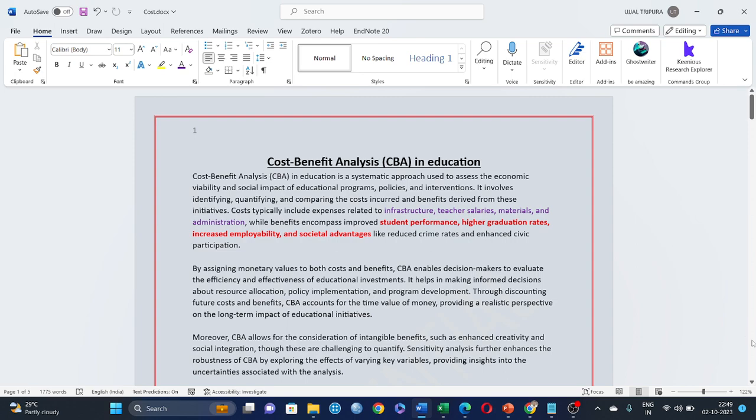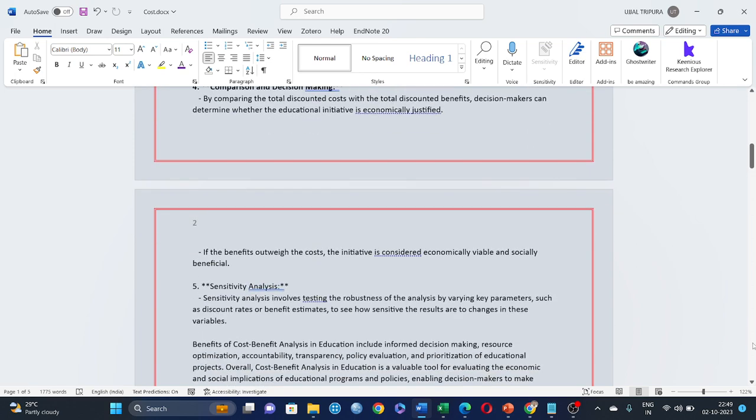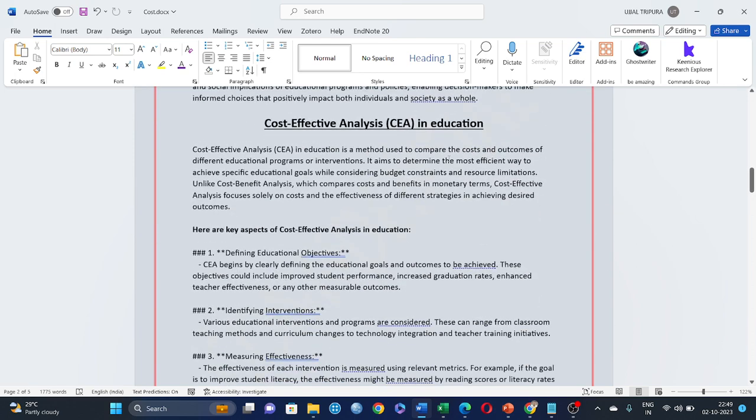Okay, impact. What is the impact? We are here just comparing what is the cost and what is the outcome. So it is a comparison study. It aims to determine the most efficient way to achieve specific educational goals. Here in that cost effective analysis we are specified.